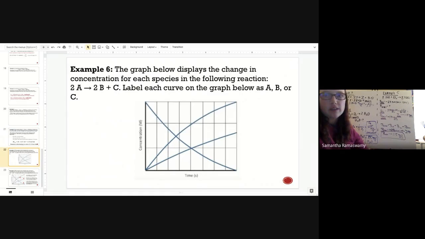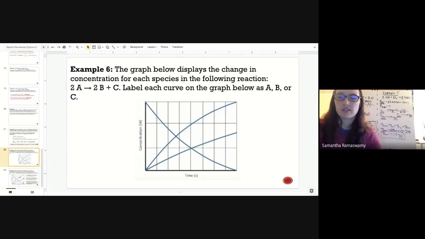Okay, so the last example, and then you're going to have a lot of time on your own actually. Example 6: the graph below displays the change in concentration for each species in the following reaction, 2A yields 2B plus C. Label each curve on the graph as A, B, or C. AP always likes tying things into graphs. So for this, all we're doing is labeling.